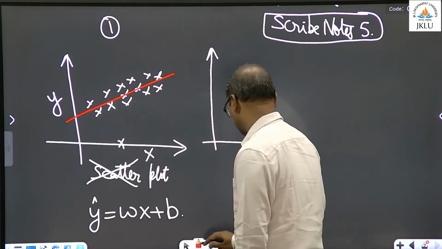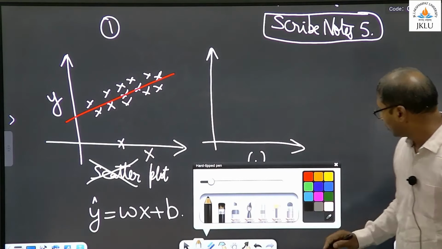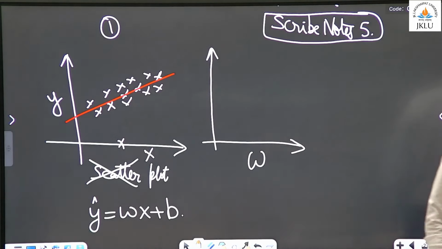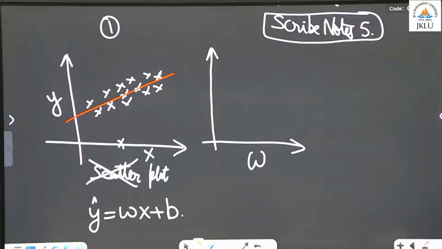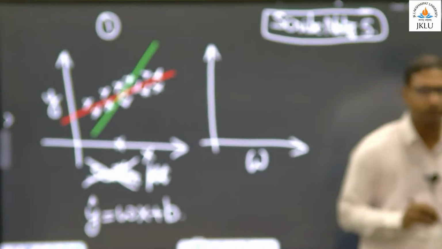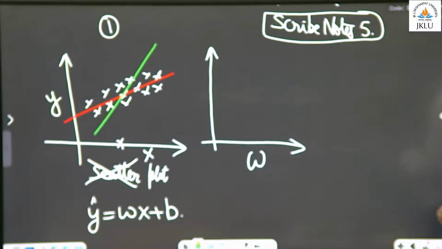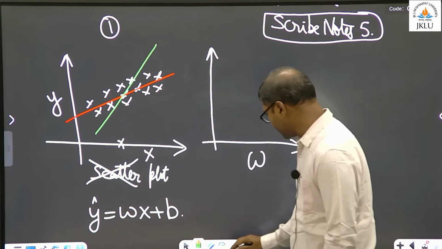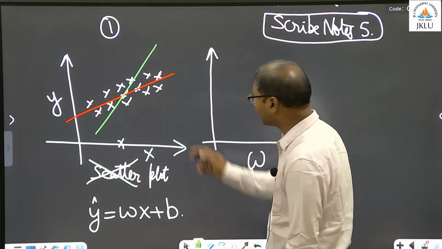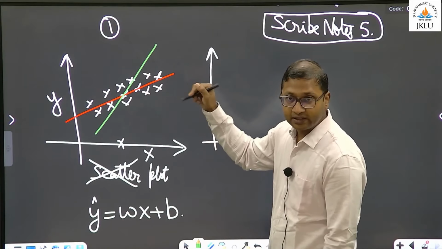Okay. Now, how do I find this best fit line? So, one more thing, what's wrong with this line? And similarly, how many lines can I draw here? Infinite lines.